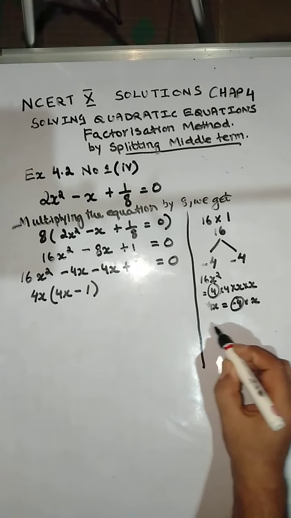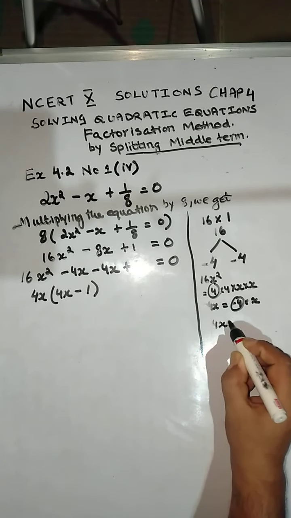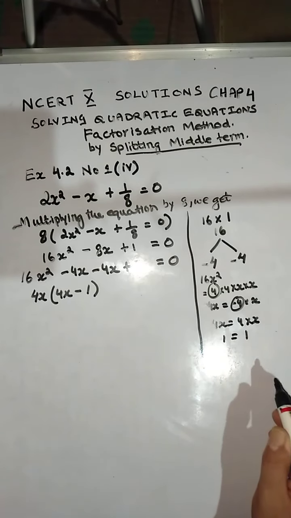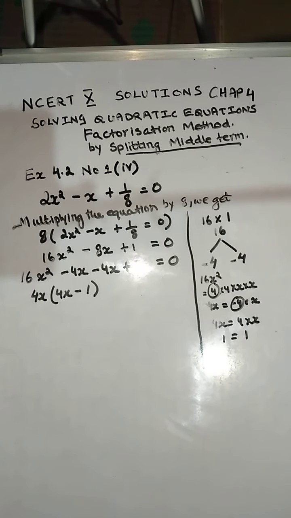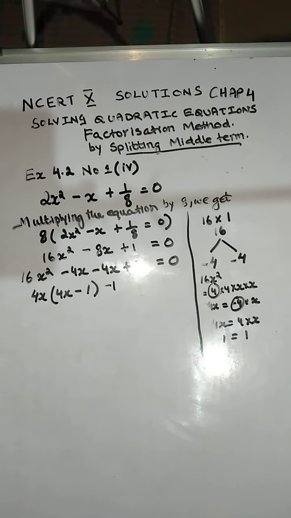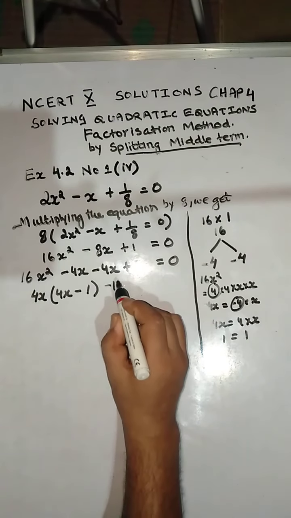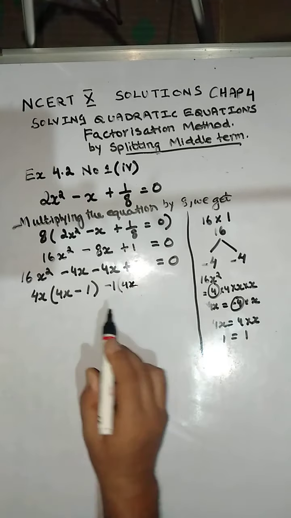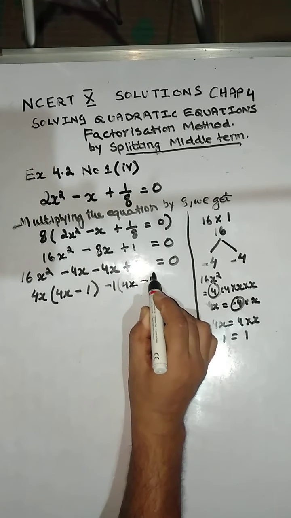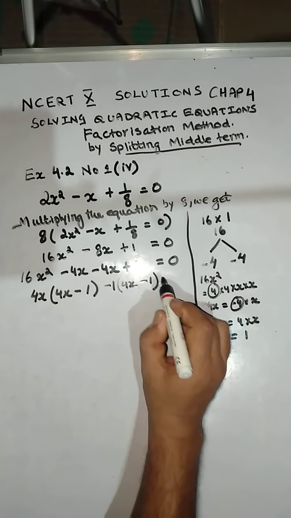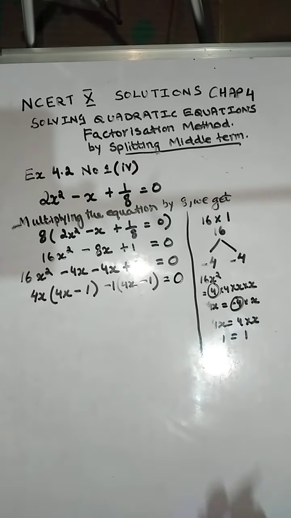There are no common factors here. 4x is equal to 4 into x and 1 is equal to 1. So if there are no common factors, you put outside, you put 1. So you put minus 1. And when you put minus 1, you put inside 4x, and here you put minus 1. Minus into minus is plus, 1 into 1 is 1, is equal to 0.